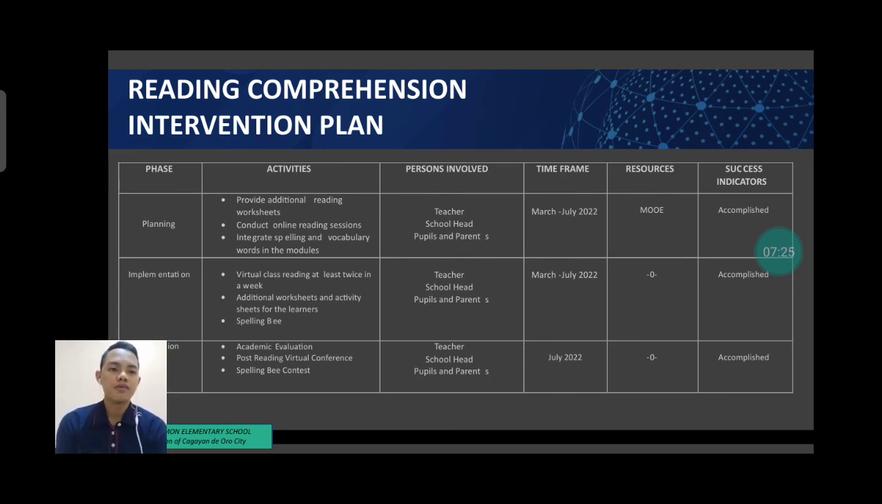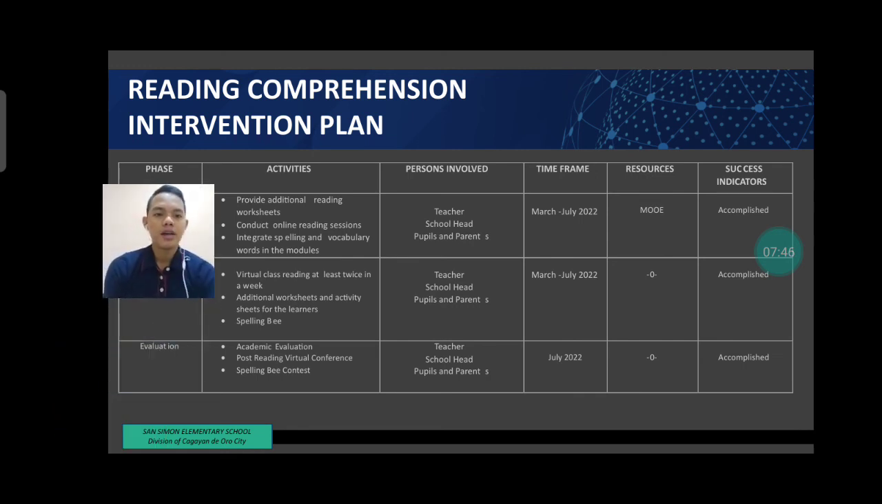The persons involved are teachers, school heads, pupils, and parents. As for the time frame, it will start from March to July 2022. Some of the resources will be coming from the school's MOOE, and success indicators accomplished. So in the evaluation, there will be an academic evaluation, a post-reading virtual conference, and a spelling bee contest.